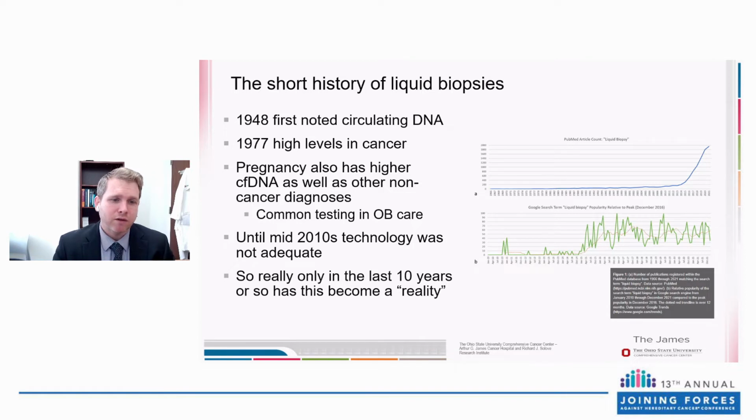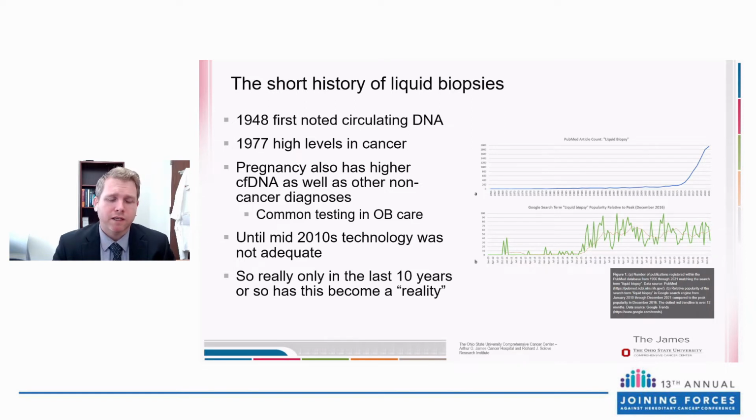In 1977, we recognized that there were higher levels of circulating tumor DNA, or higher rates of circulating DNA, in cancer patients, which led to some interest that maybe this could help us understand what's going on from a cancer standpoint. Within circulating tumor DNA or cell-free DNA, there's several applications outside of cancer that are already of interest or being utilized, most specifically within pregnancy.